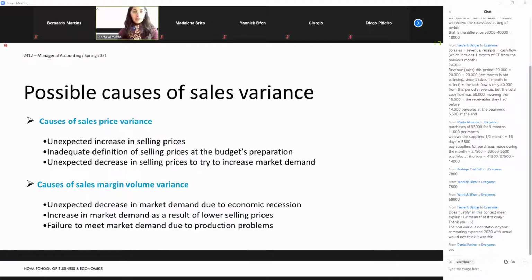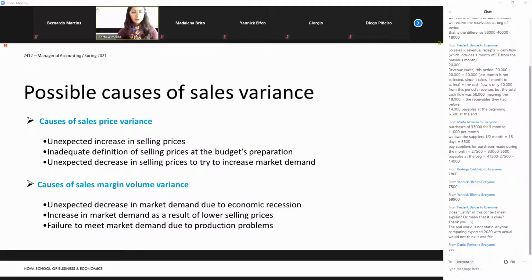And then we have here possible causes for sales variance. So when we are looking at sales price variance, it could be an expected increase in selling prices, it could be inadequate definition of selling prices when we prepare the budget, or it could be an expected decrease in selling prices in order to increase the market demand. Okay, these are just some examples.